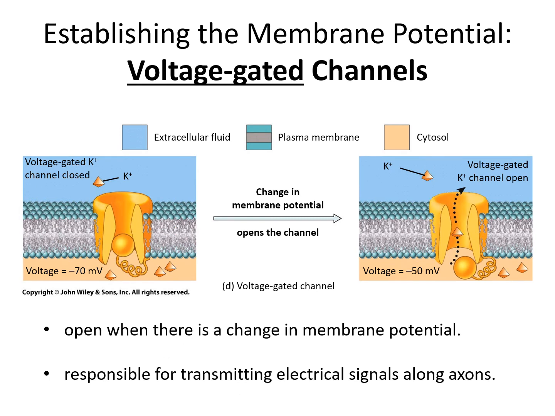We can also have channels that are voltage gated. Voltage refers to the charge differential across the membrane. It works the same way for batteries. If you have a battery that can generate a lot of volts, what that means is there's a big difference in charge between the positive terminal and the negative terminal.